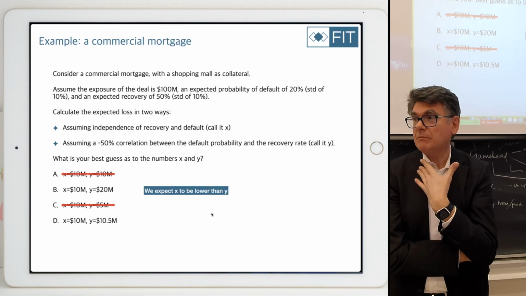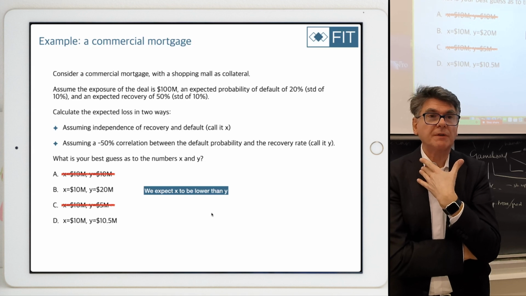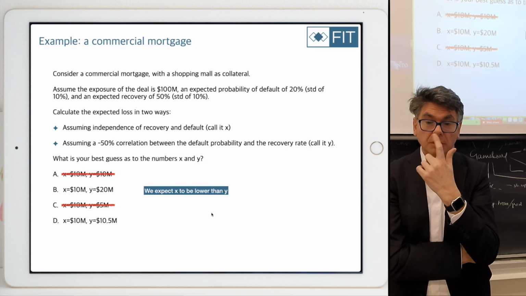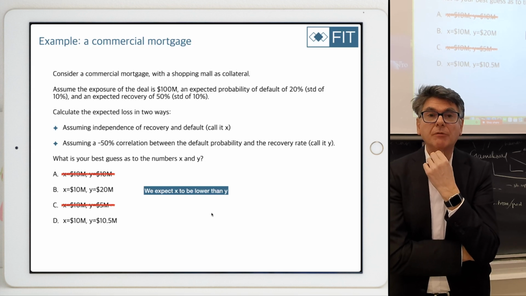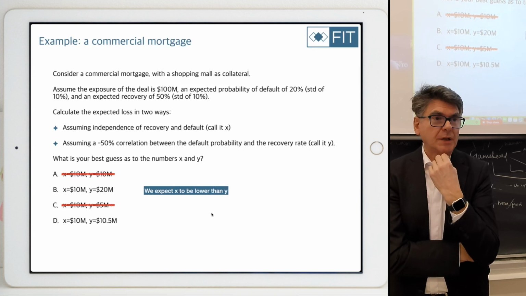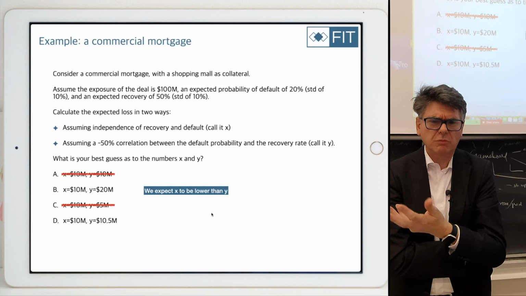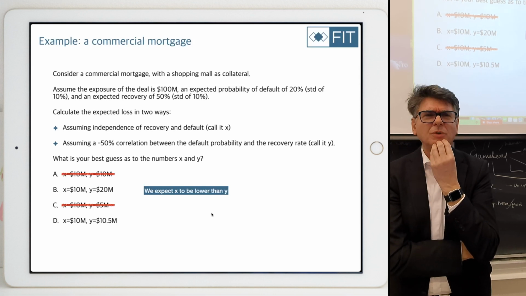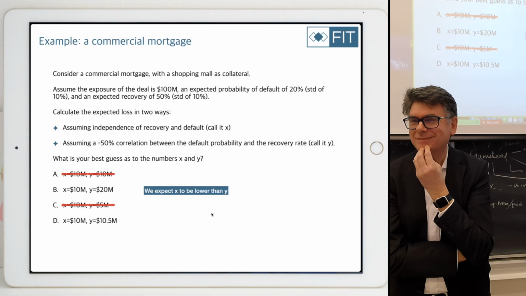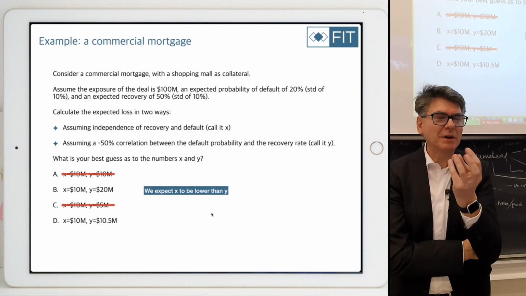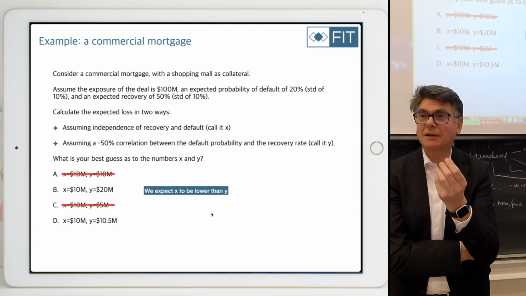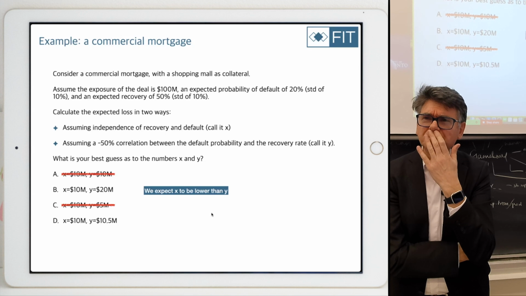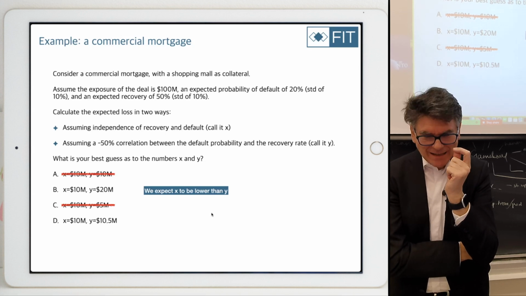I would say the first thing we need to do is understand what the 50% minus 50% correlation means between probability and recovery, right? Of course, we know you know correlation, but between default and recovery, what does that mean? How can we write a mathematical model for that? Isn't it the product of the two terms in expectation?